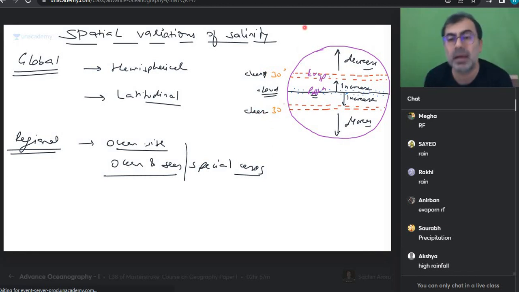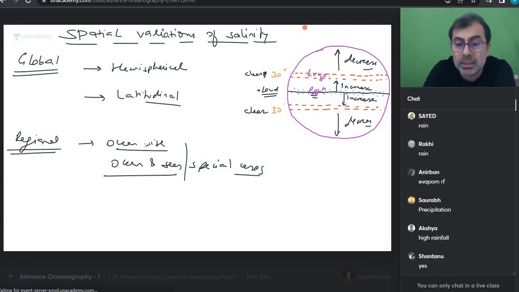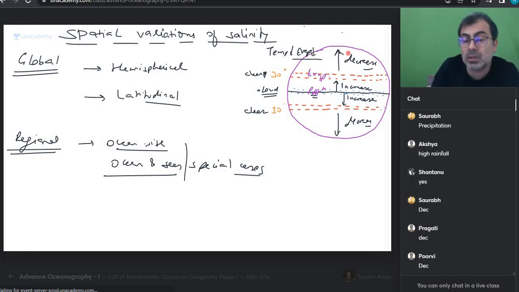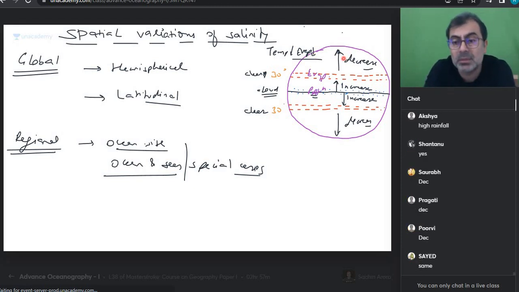People ask me, sir, how can I make my answer geographical? You can make your answer geographical by putting this diagram along with your write-up. Put your write-up, put this diagram. Does it make sense? Beyond 30 degrees, what happens? Temperature decreases. Temperature decreases, so evaporation decreases. What will happen to the salinity? No, evaporation is not happening. Loss of water is not happening. So what will happen? Salinity will start decreasing. Is everyone okay?